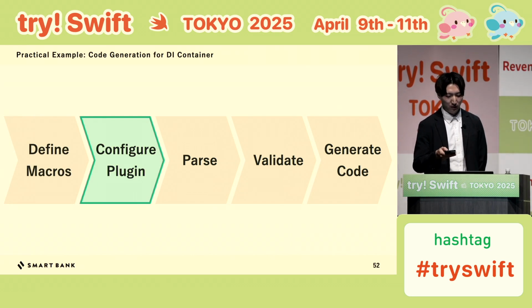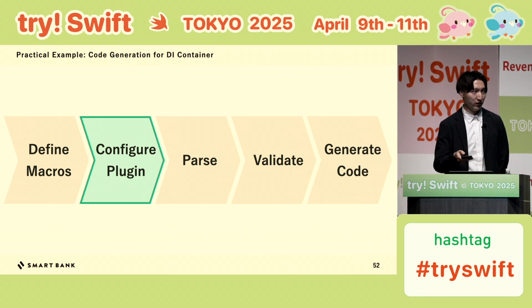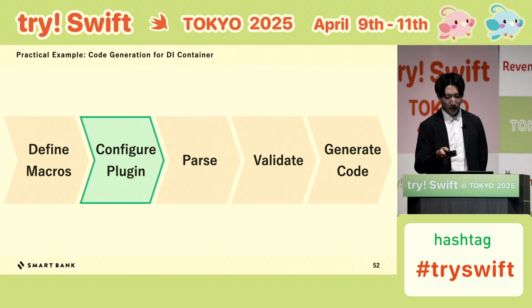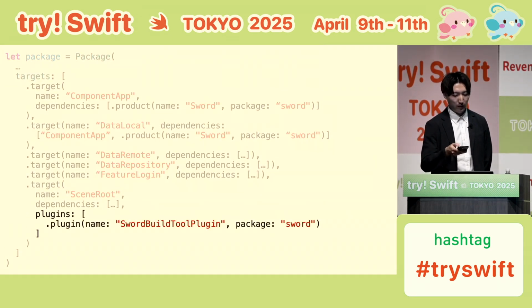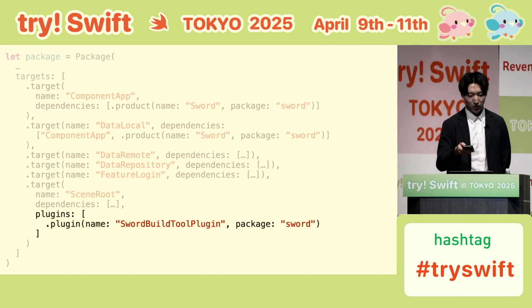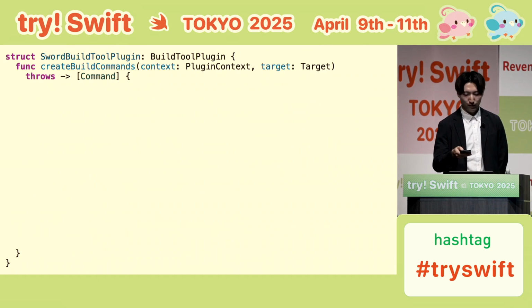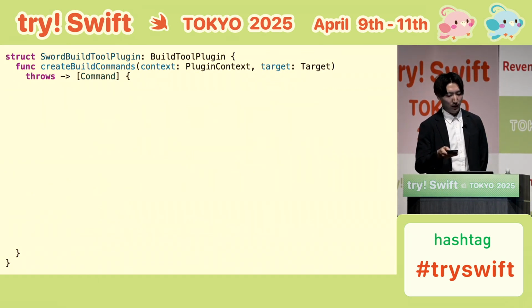Now let's move on to the second step, configure plugin. We want to process the macros we defined as annotations on every build. To achieve this, we'll implement a build tool plugin. As a premise, we assume the plugin will be added in the top-level module. Let's take a look at the build tool plugin implementation.